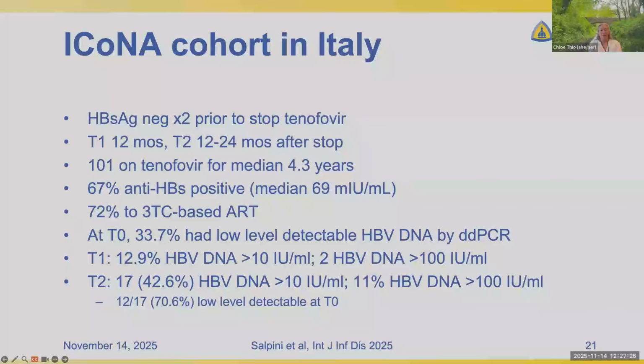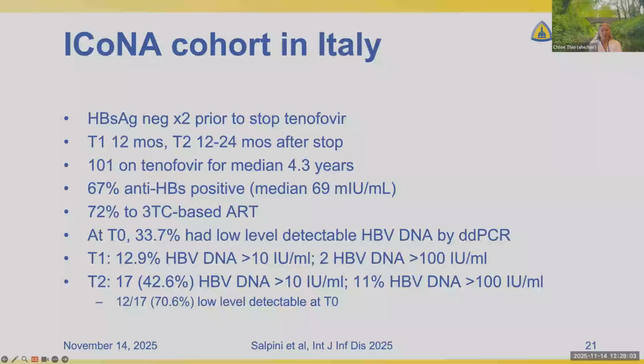72% were switched to a 3TC-based ART regimen, a NUC-sparing ART regimen, even though they weren't on tenofovir. At time 0, they used a very sensitive PCR called ddPCR, and they did find that about 1/3 of them had low-level detectable hepatitis B DNA, although they were not DNA positive by a regular assay. At time point 1, about 13% had DNA greater than 10 IU per ml, so low but detectable, and only 2 people were greater than 100.